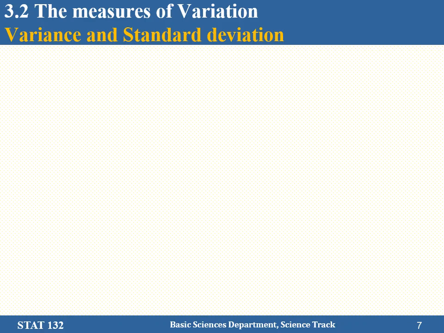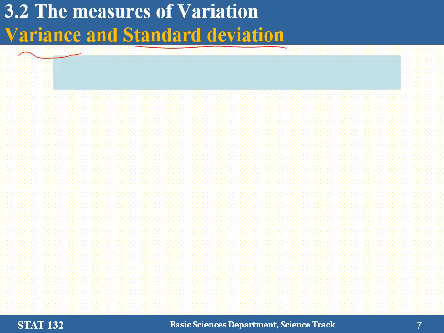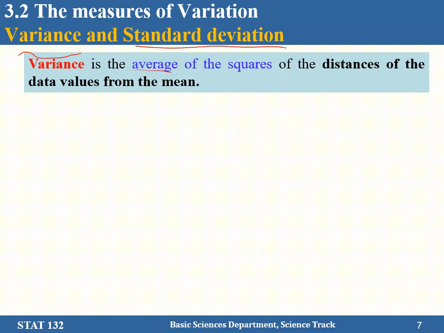Now let's look at the variance and the standard deviation. Let's start with the variance. The variance is the average of the squares of the distances of the data values from the mean. Now, what does this mean?